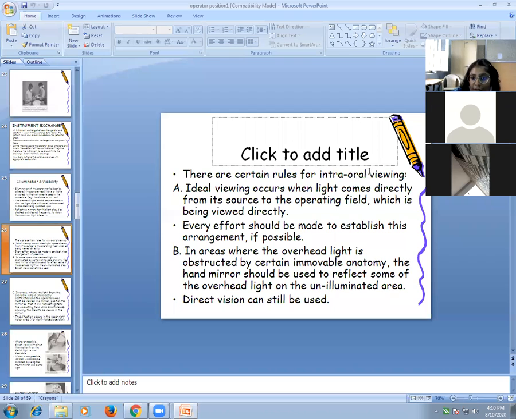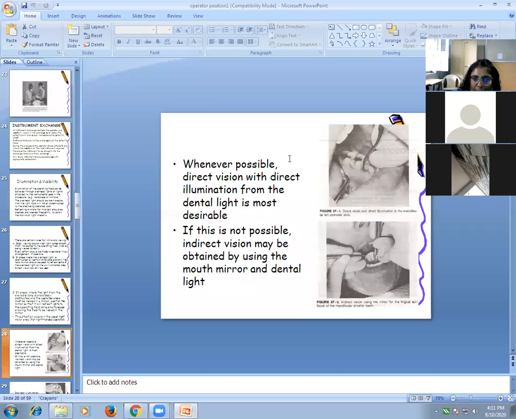There are certain rules for intraoral viewing. Ideal viewing occurs when the light comes directly from its source to the operating field, which is being viewed directly. Every effort should be made to establish this arrangement. In areas where the overhead light is obstructed by certain immovable anatomy, the hand mirror should be used to reflect some of the overhead light onto the unilluminated area. Direct vision can still be used. Whenever possible, direct vision with direct illumination from the dental light is the most desirable.